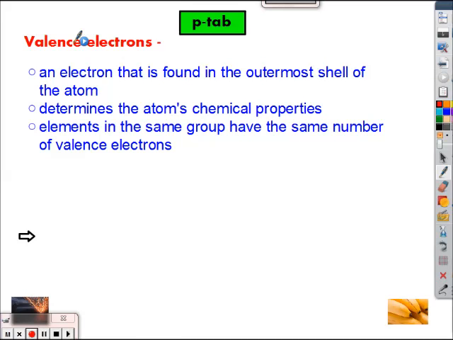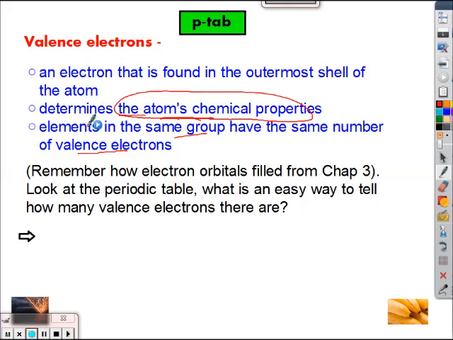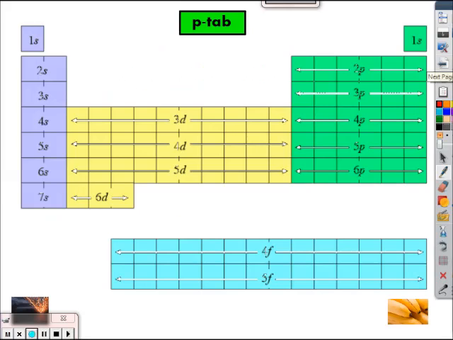Now a valence electron is an electron in the outermost shell. What's important about valence electrons is that they determine the chemical properties. So if elements in the same family or the same group react similarly, and electrons determine the chemical properties, it follows that if they are in the same group, they're going to have the same valence electrons. We're going to be using our orbital filling from chapter 3 to figure out how electrons are filled, and tomorrow in class we're going to continue finding valence electrons.